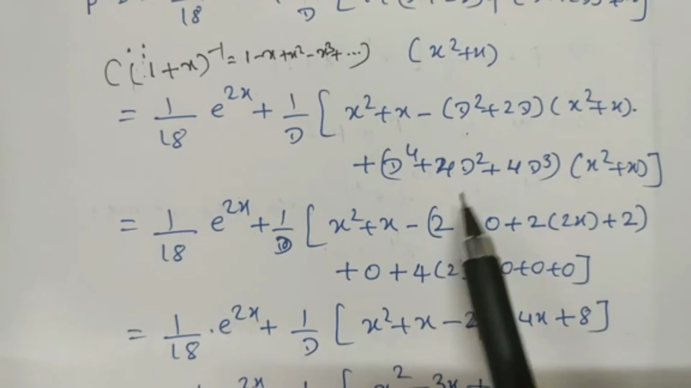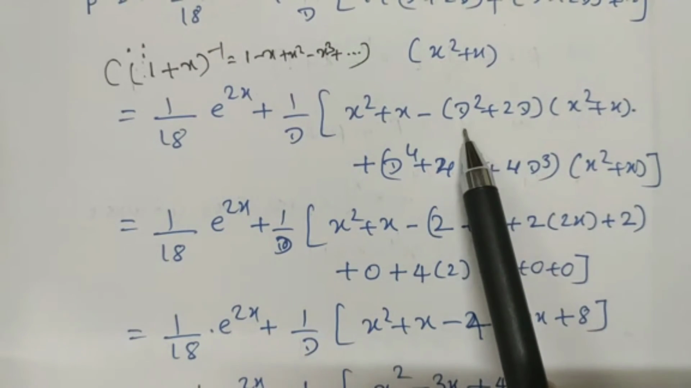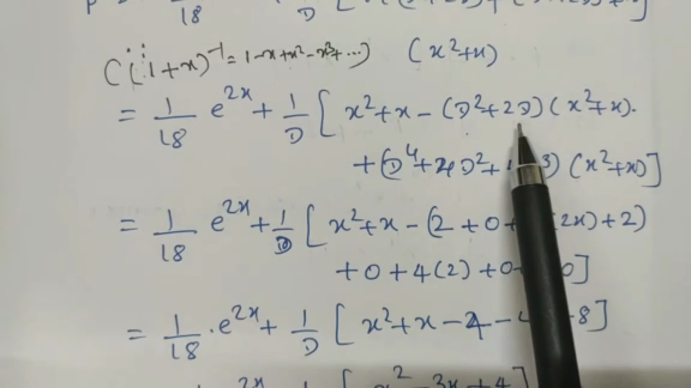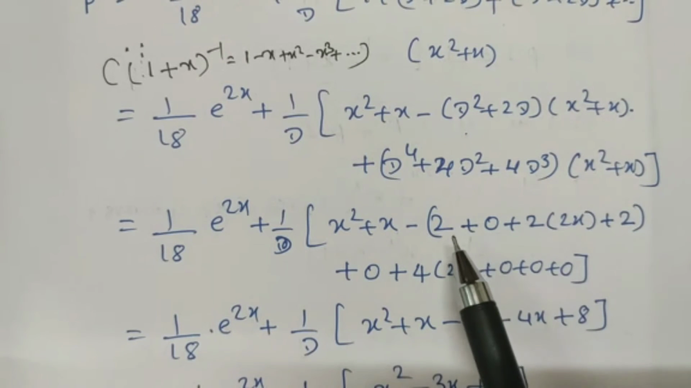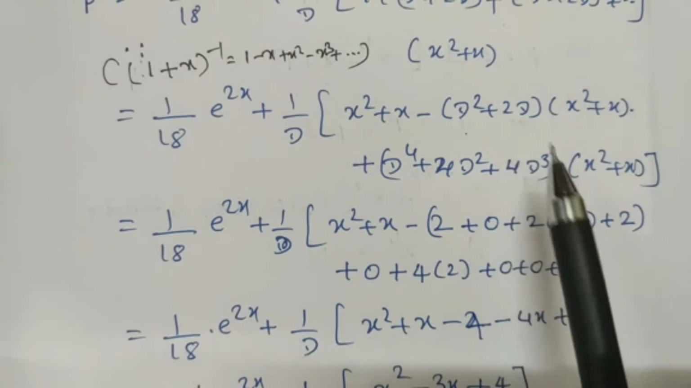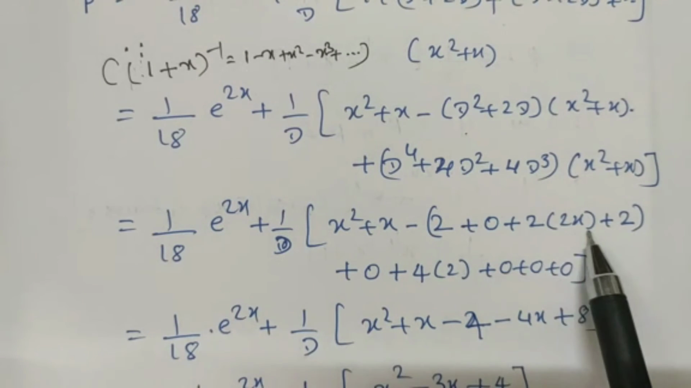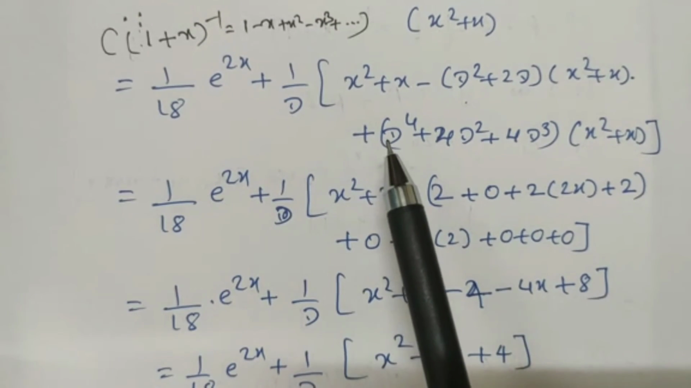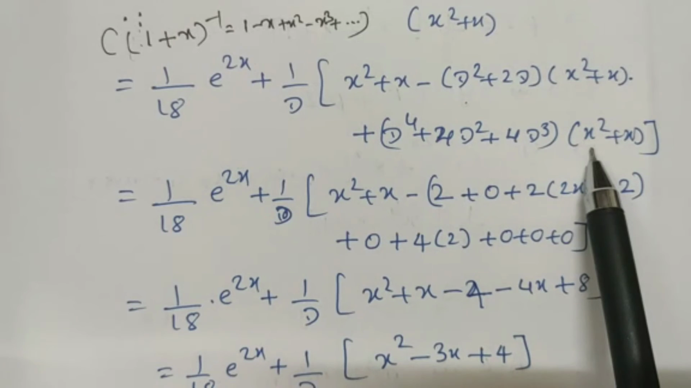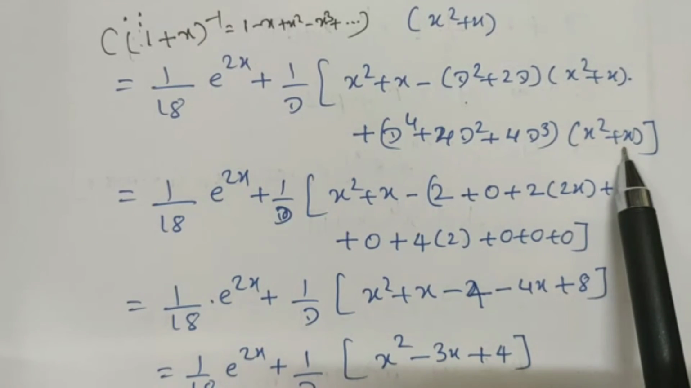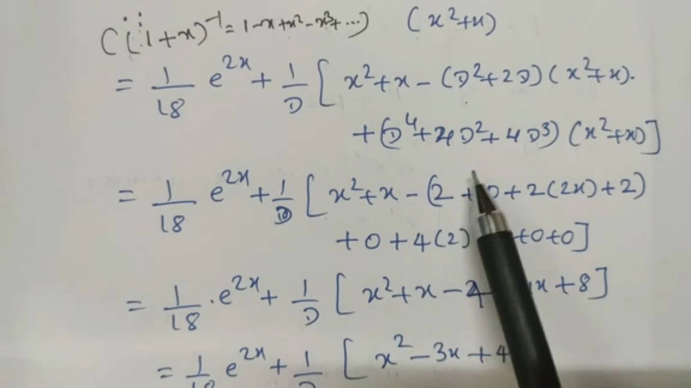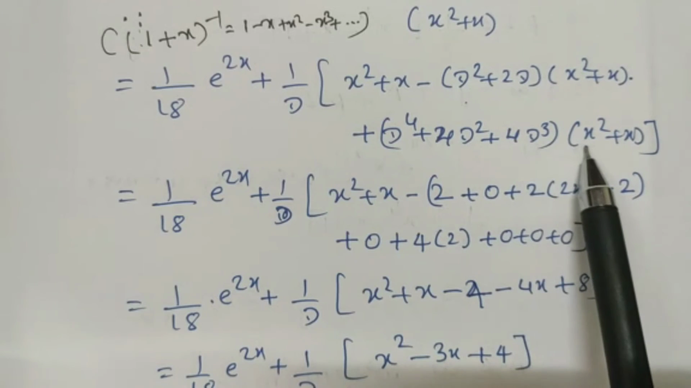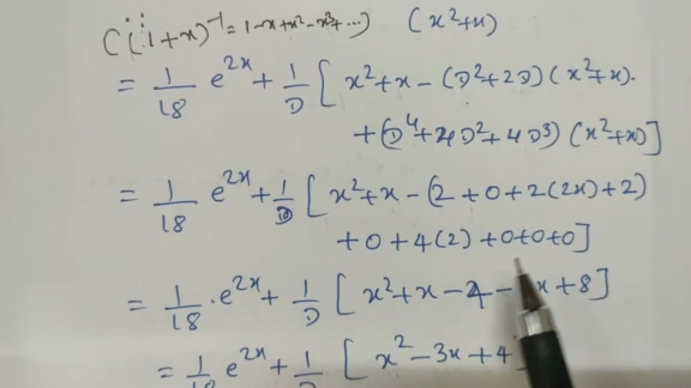So it is 1 by 18 e raised to 2x plus 1 by d. This x square plus x as it is, second derivative of x square: first derivative of x square is 2x and its derivative is 2. Then the second derivative of x is 0. Then 2 times the derivative of x square is 2x and the derivative of x is 1. So it is 2. Then the fourth derivative of x square is 0 and the fourth derivative of x is also 0. 4 times the second derivative of x square is 2 and the second derivative of x is 0, and the third derivative of x cube and x is all 0. So you have to take 0, 0.